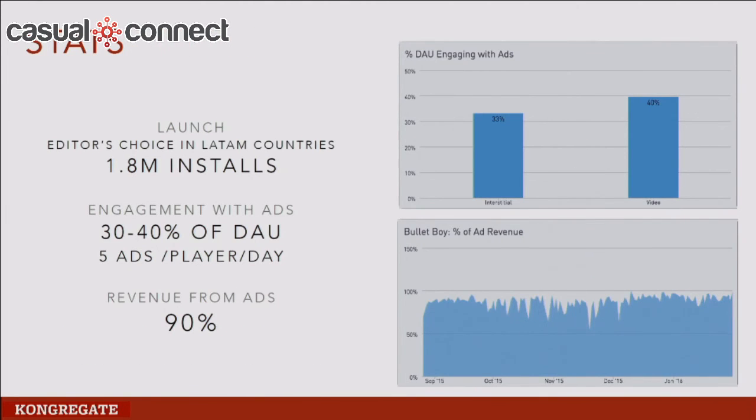A few quick stats. The game did great at launch. We got some great featuring in Latin American countries, getting some editor's choice. And the key here was to have all the ad opportunities optimized before launch. And this resulted in great ad engagement. So 30 to 40% of our DAU engage with ads depending on the ad types. And in a game like this, unlike AdCap, Bullet Boy doesn't have a lot of opportunities for in-app purchases. So this, combined with great ad implementation, means that 90% of our game revenue comes from ads, just emphasizing even further why it's important to have these optimized from launch.